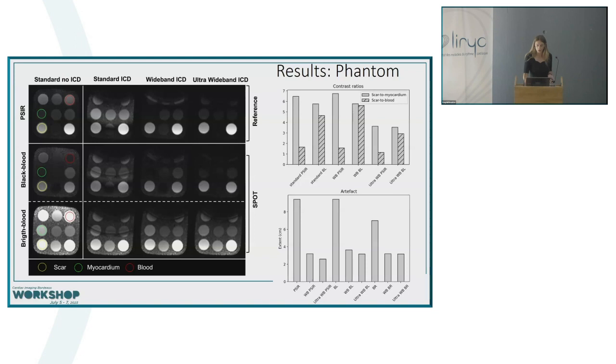For the contrast ratio, we see that standard SEER provides images with very good contrast between scar and myocardium, so between the yellow and green circle. But between the scar and blood, the contrast is quite similar, whereas with black blood, as you can see, the contrast is dark, and we could improve that very much with this spot technique.